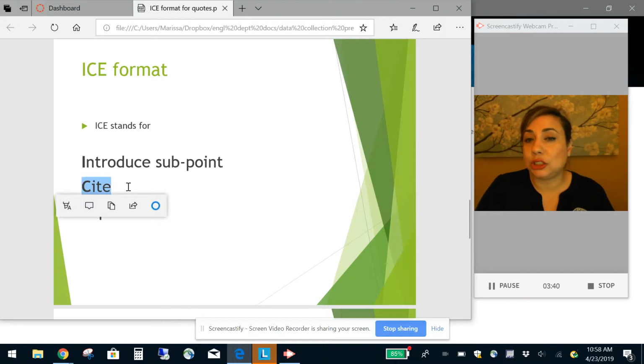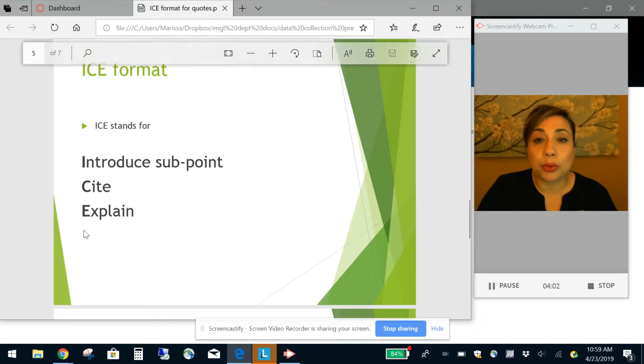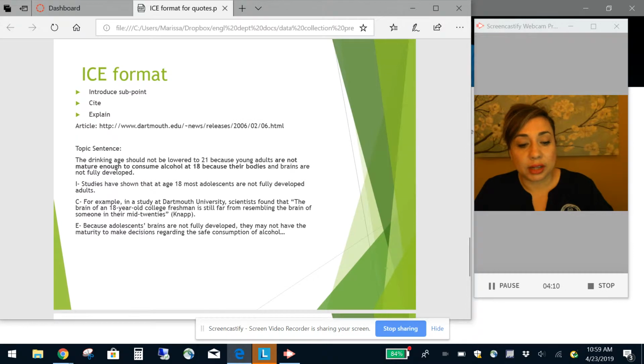Cite is just a way to say you're going to cite an example. So this can be paraphrased in your own words, or it can be a direct quote, but this should be support that you pulled from your sources, from your articles, from essays that you read. And then explaining that quote in 2 to 3 sentences. How does that quote support the idea that young adults' brains are not fully developed, and therefore we shouldn't lower the drinking age? Okay.